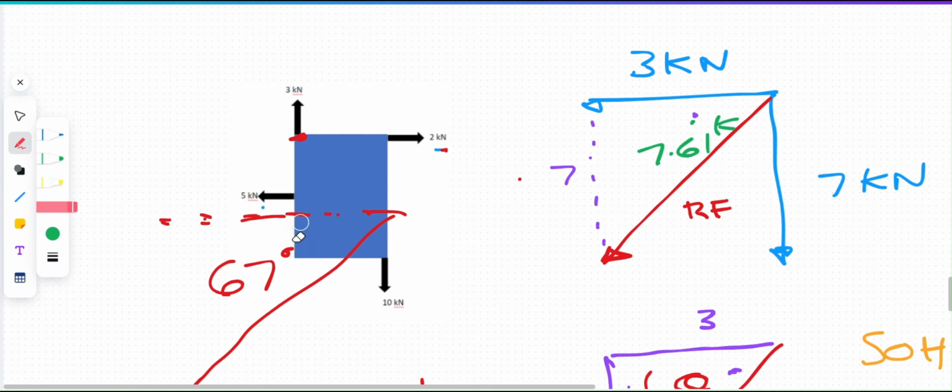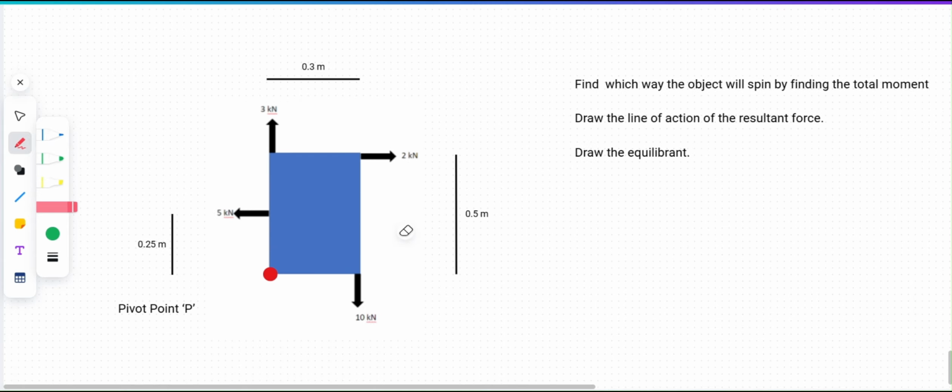So we're using this example again, and all we're going to do now is find the last bit. Some of these words, don't worry about them. So find which way the object will spin by finding the total moment. This object now is going to spin about this pivot point here. We need to find which way it's going to go. It's either going to go clockwise or anticlockwise. But we can use moments to find that.